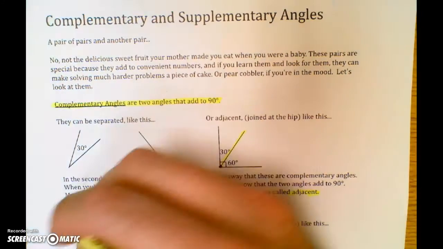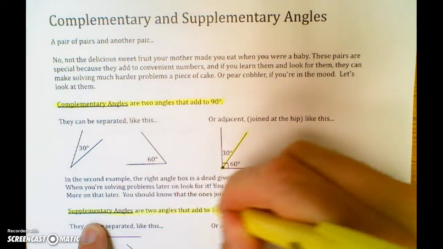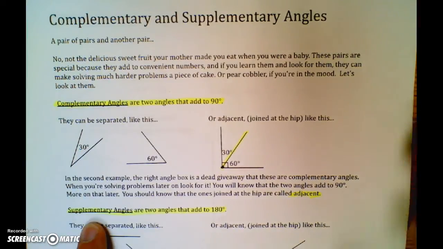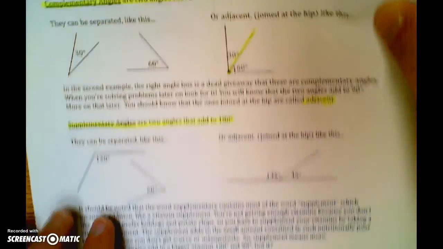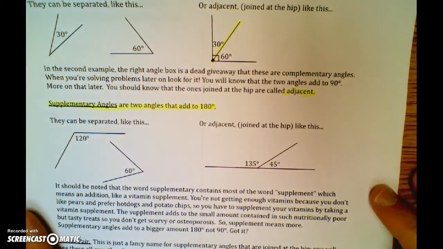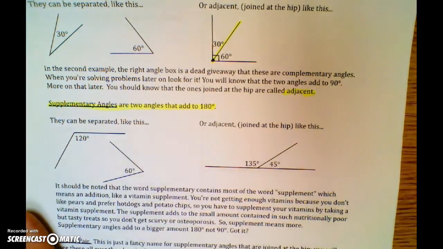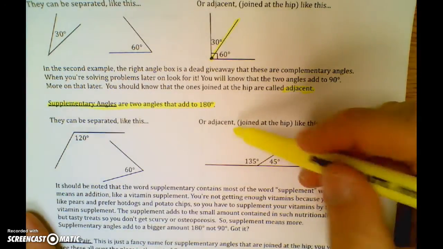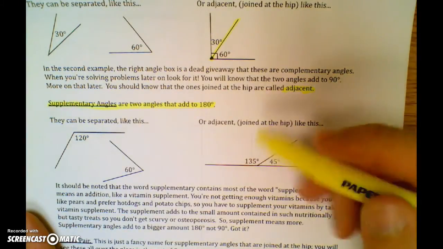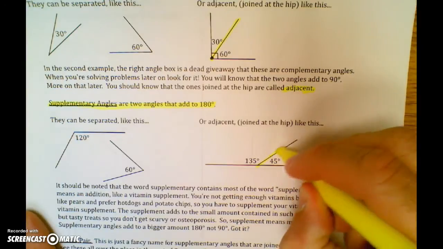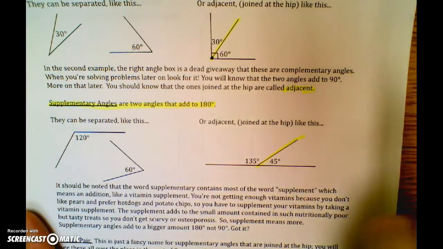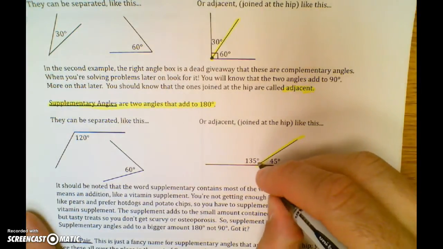Alright, supplementary angles are two angles that add to 180 degrees. Then they can be separated like this. So we have one that's 120 degrees and one that's 60 degrees. 60 plus 120 is 180. Or they also could be adjacent, joined at the hip, like this. Remember, adjacent means they share a common ray and a common vertex.